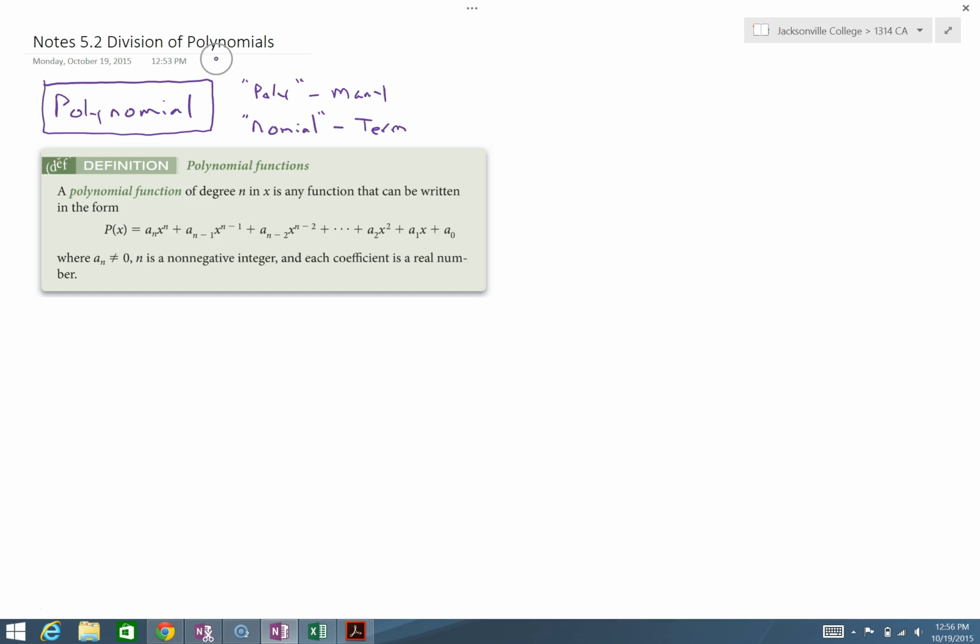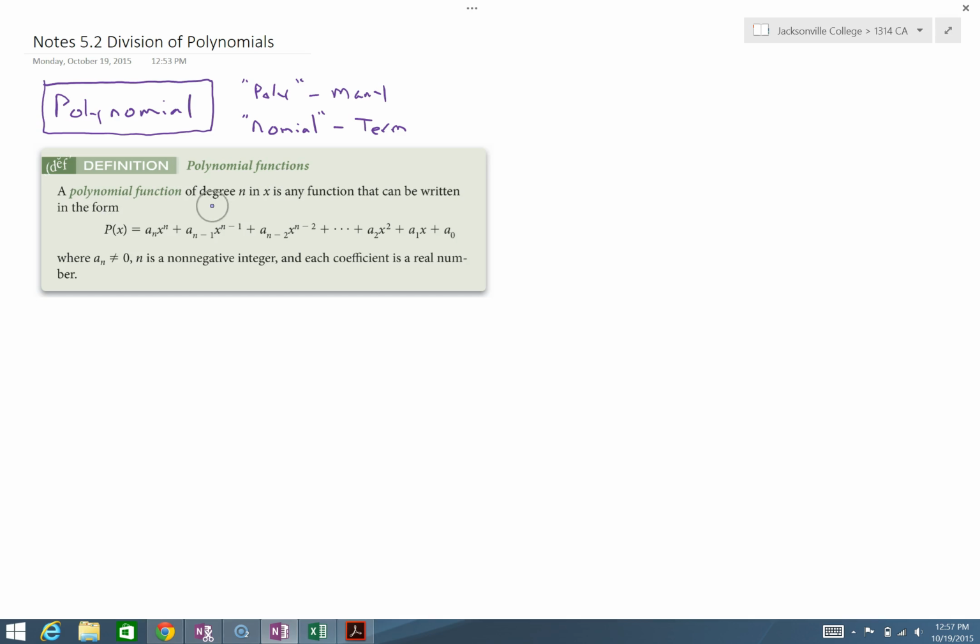In this video, we'll be looking at 5.2, Division of Polynomials. Term, polynomial. The prefix poly means many. Nomial means term. So polynomial is literally many terms. Here's a definition from our ebook. I wouldn't suggest that you necessarily write this down. You do have this available on XYZ.